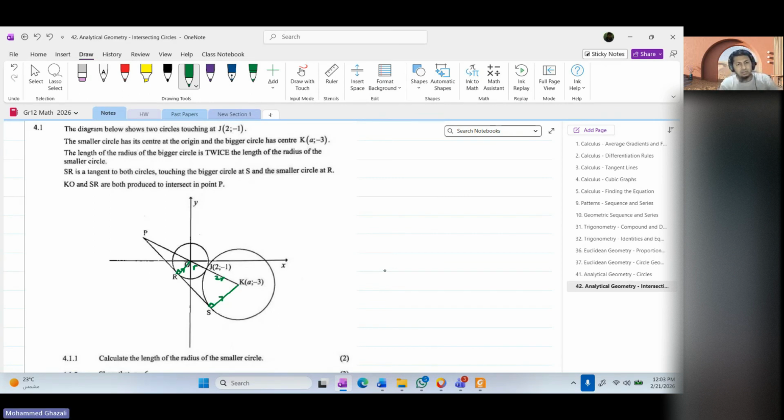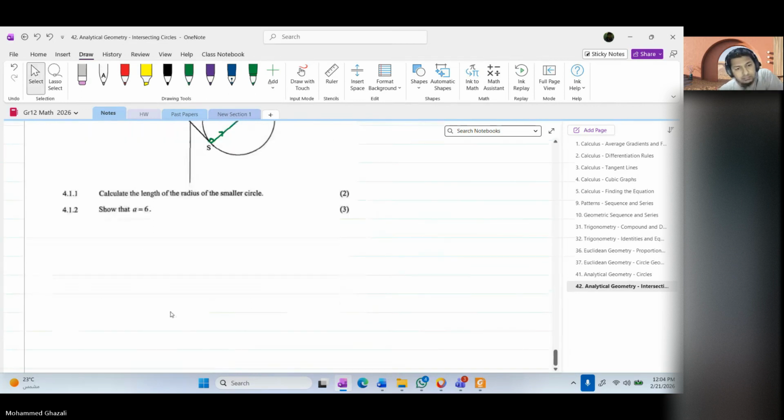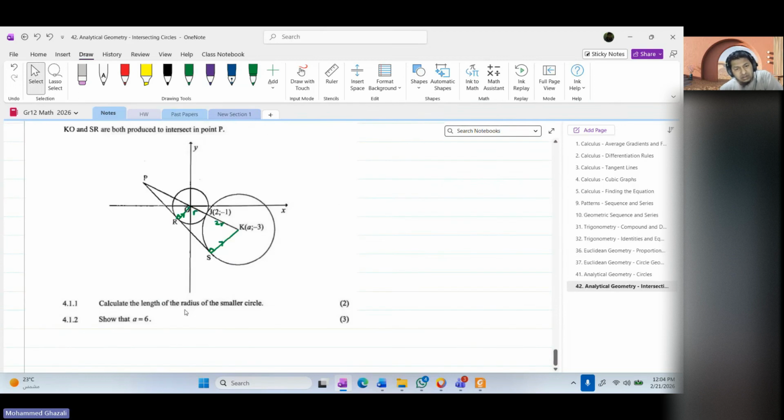KO and SR are both produced to intersect at point P. So remember the equation of this line and the equation of this line. All right, let's solve. Calculate the length of the radius of the smaller circle.